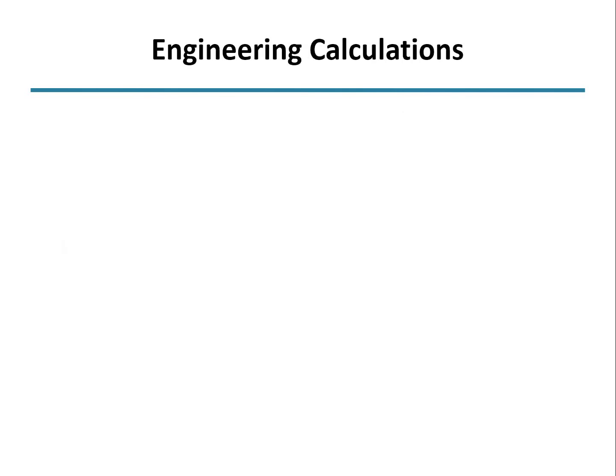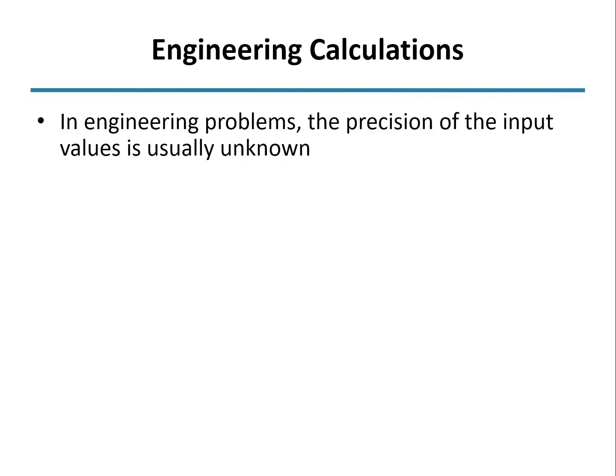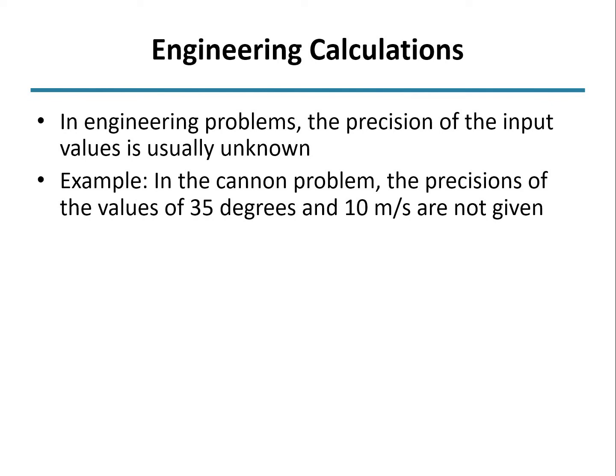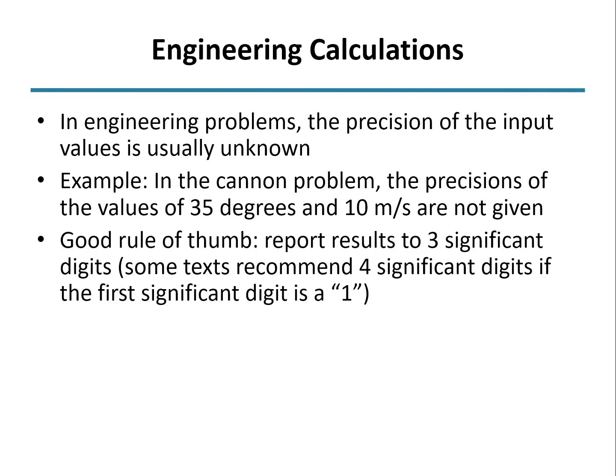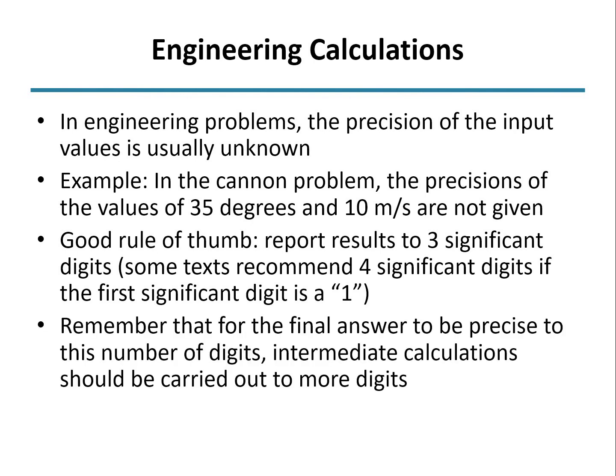But when we get to engineering calculations, as I alluded to earlier, we usually don't know how precise our input is. So again, projectile problem, we said 35 degrees, 10 meters per second as the initial velocity, but we really don't know how close those are to actual values. And so it's a good rule of thumb: we report our final answer usually to 3 significant digits. Some textbooks say that if the first significant digit is 1, you can go to 4. So 3 or 4 is a reasonable number.